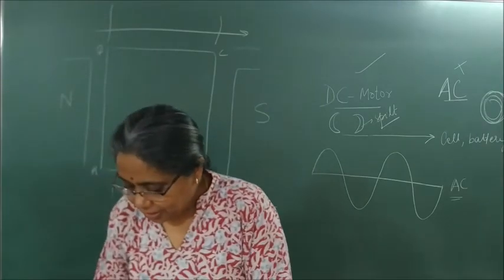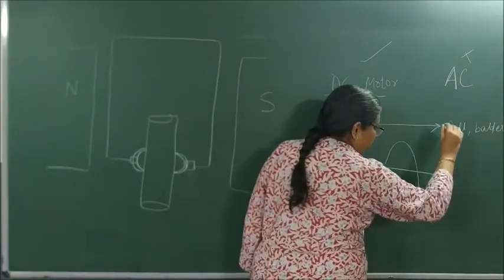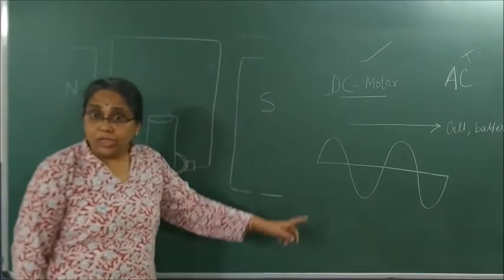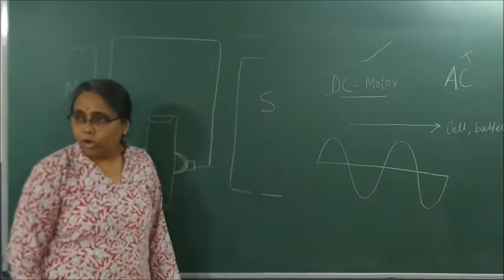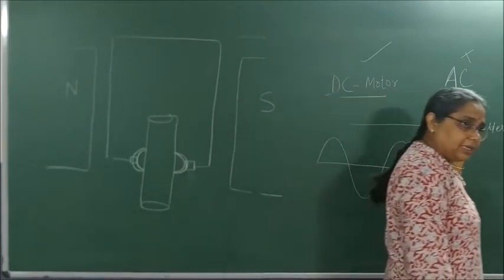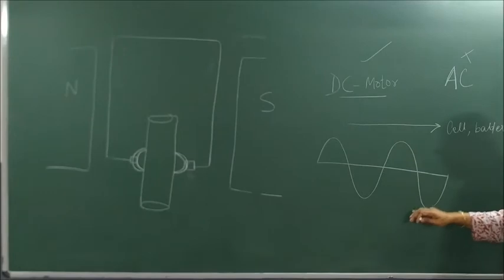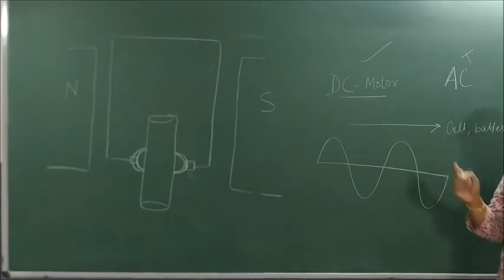You know, working in every 1/50th of a second. So once it goes up, once it goes down. So this kind of a current is called as what? Alternating current. If the direction of the current remains same, direct current. If the direction of the current changes after every 1/50th of a second, it is called what? Alternating current. The current which we get in our houses is what current? AC current. But the current which we generate through a cell, battery and all is what current?